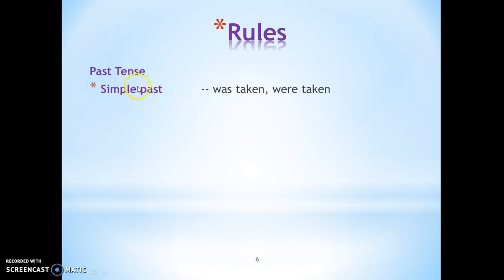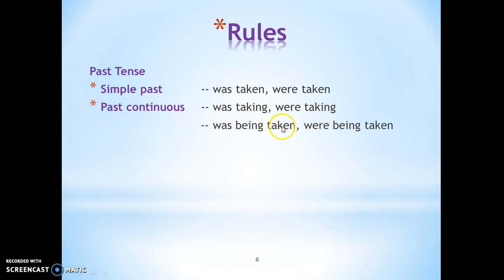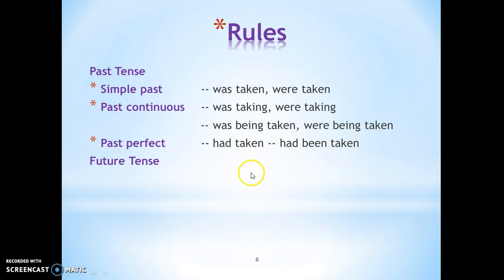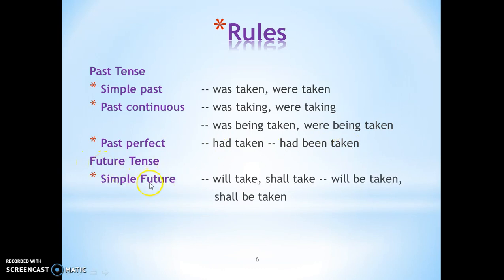The past tense: in simple past, it is written as was taken or were taken. Past continuous will be written as was taking, were taking, was being taken, or were being taken. The past perfect verb is written as had taken or had been taken. Let us see how it is written in the future tense. Simple future will add the verbs will take, shall take, will be taken, or shall be taken.